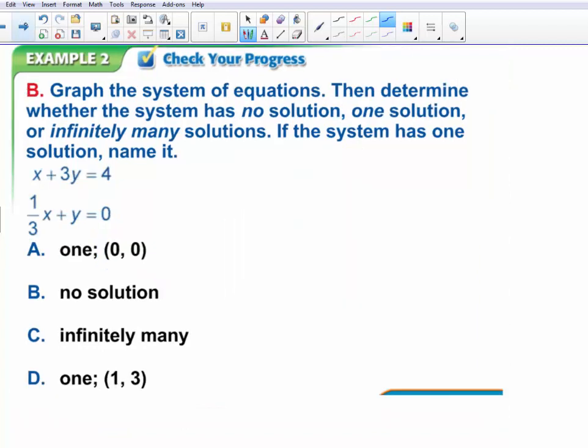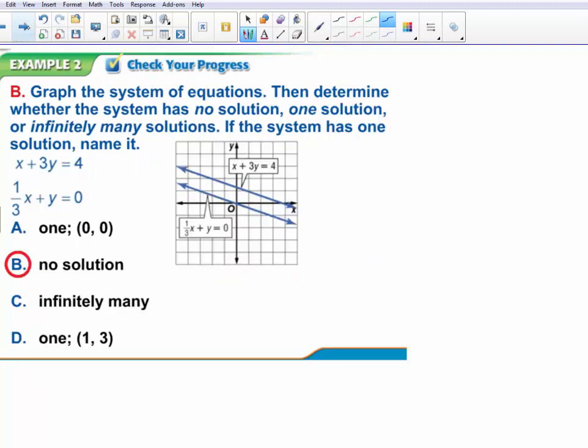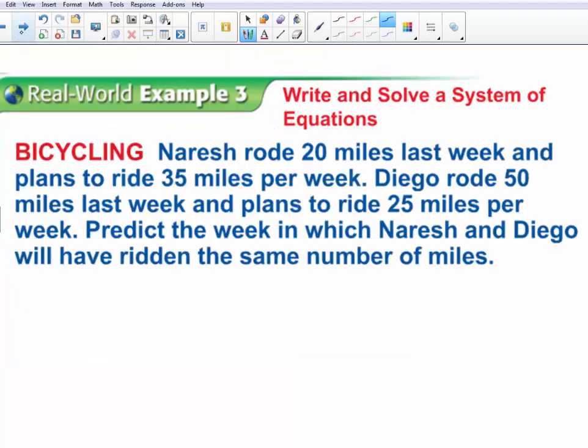Okay, graph the system of equations, determine whether the system has one solution, no solution, or infinitely many. So you can do the same thing, graph this. If you can't see that, it's x plus 3y equals 4. The other one is 1/3 x plus y equals 0. Those are the ones you're going to graph. When you graph that, you get parallel lines, so they have no solution.